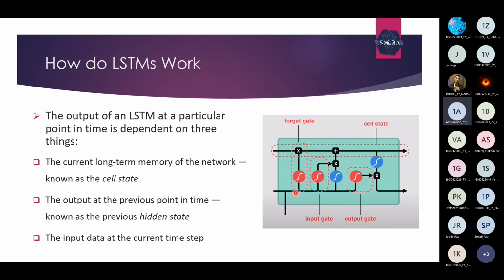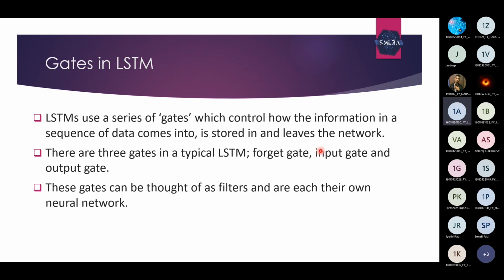These gates ensure that LSTMs work properly. This architecture basically consists of all these gates. There are majorly 3 gates: the forget gate, the input gate, and the output gate. But we are going to see the other gates as well. You can think of these gates as filters, and they are like their own neural networks. You can think of them like that.